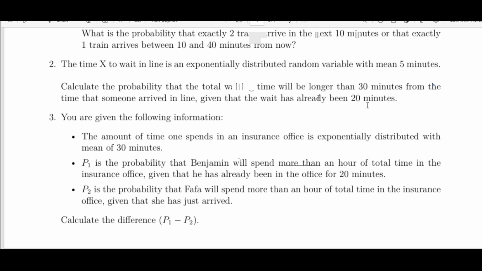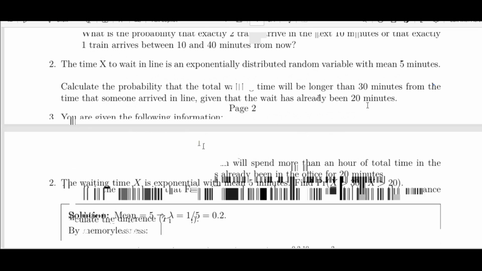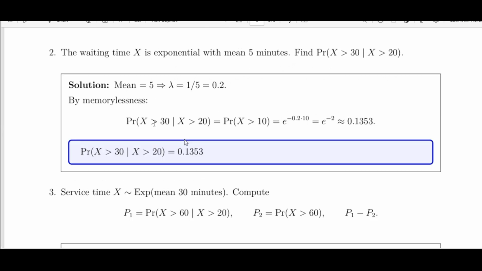We all know that the exponential distribution does not record the 20 that has already happened. It can only record the extra 10 that we've added to the 20, and that is going to be the probability that X is greater than 10. And as our mean is 5, our lambda is going to be the inverse of that, and that would be 0.2. We plug in, we get 0.1353 as our final answer.